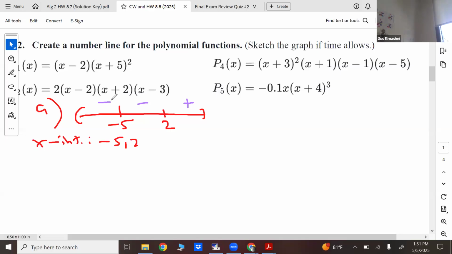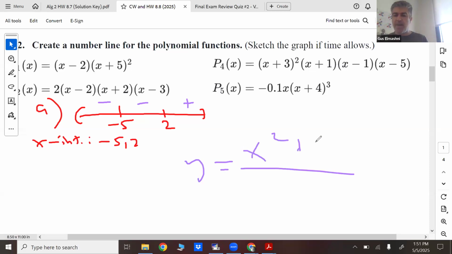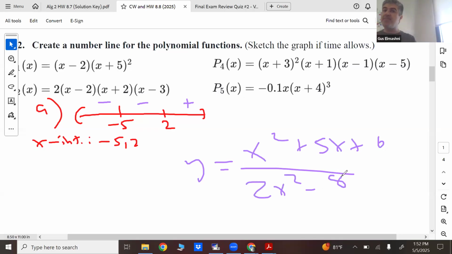Yes, John, go ahead. Why do we have to do this if we can just graph it? Because I'm able to graph that. Okay, first, great question. When we get to more advanced graphing, this will be very helpful. When we get to rational functions, we're going to get graphs like x squared plus 5x plus 6 over 2x squared minus 8. When we get to that kind of stuff, the sign chart will be tremendously helpful.